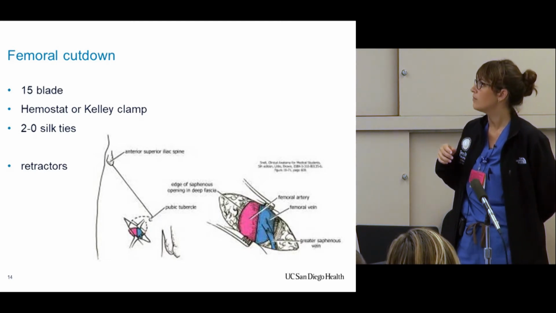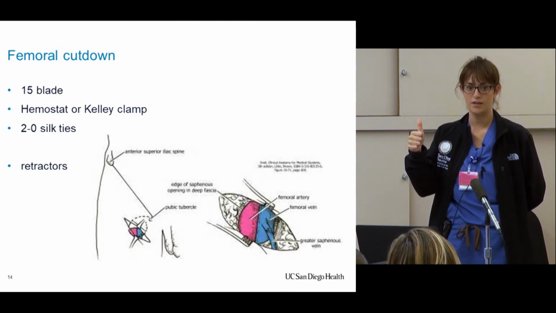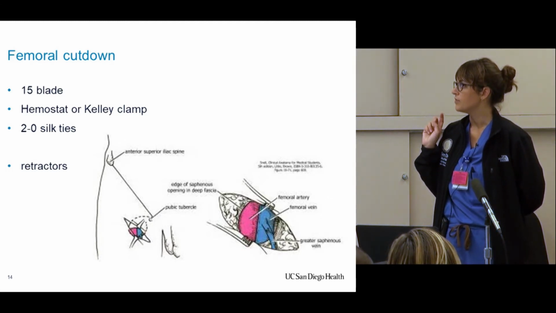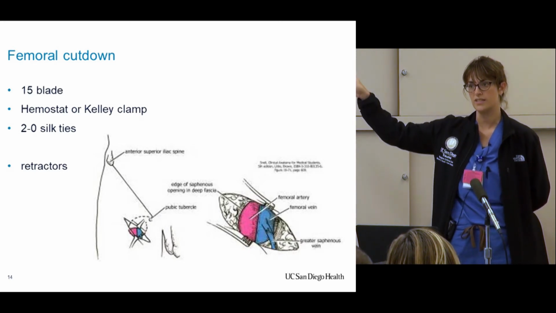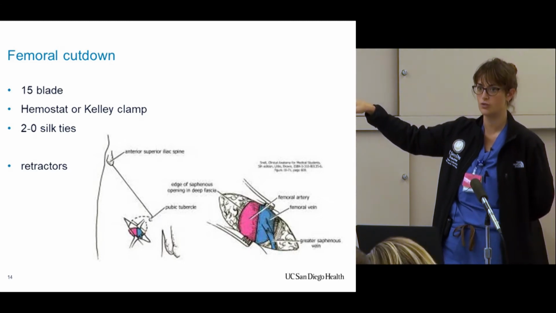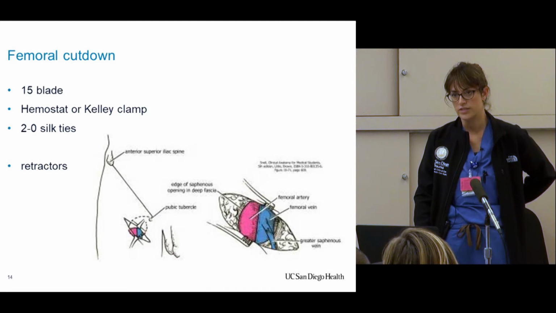So the femoral cut down, not dissimilar to the saphenous cut down, you just need a knife and a hemostat and some silk ties. The retractors may be more necessary in this realm, particularly because there tends to be more tissue between the surface and the vessel. But in general, it's the same concept.